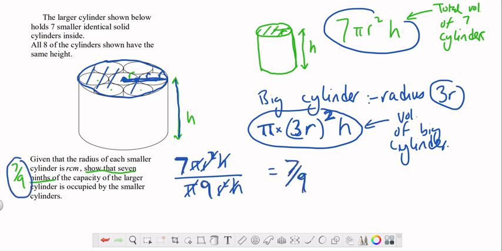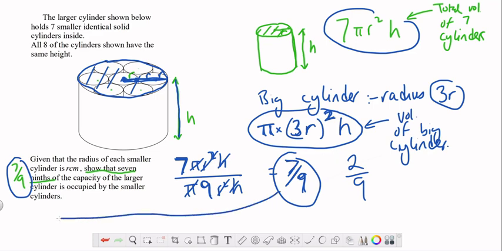7/9. Right, so I shouldn't be saying that half of the big cylinder is occupied by the smaller cylinders. It's not half, is it? That'd just be a guesstimate. It's actually 7/9 of the big cylinder that is occupied by the smaller cylinders, and the rest, 2/9, is occupied by just empty space. So really, I've just answered the question here. I had to prove it's 7/9, and I've done it right here.